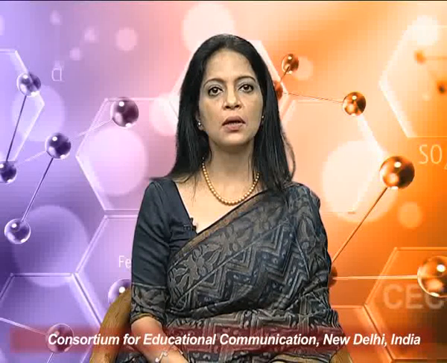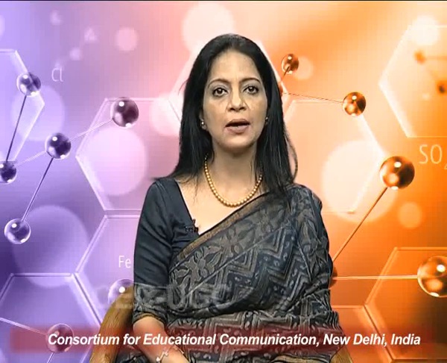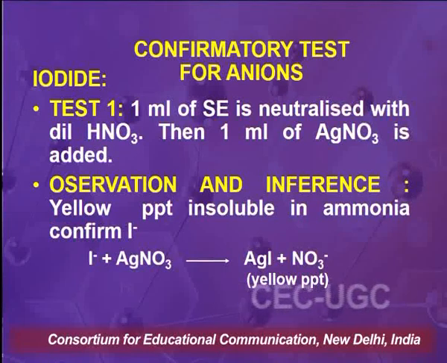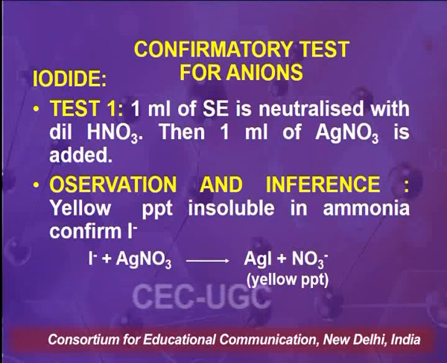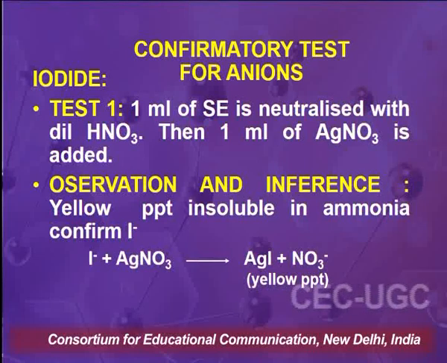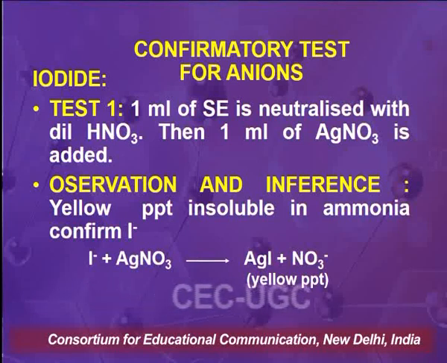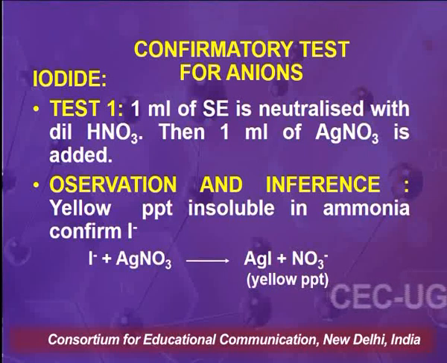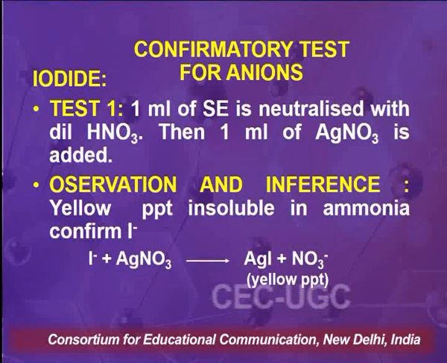So after confirming chloride and bromide, we next come to the confirmatory test for iodide ions in the mixture. So to 1 ml of soda extract, dilute nitric acid is added to neutralize it. Again, neutralization is to be done by addition of the acid dropwise. On addition of 1 drop of nitric acid, the test tube is shaken and whatever bubbles are there are to be removed. And then this procedure is to be repeated till all the bubbles are removed from the solution. And this tells us that the soda extract has been neutralized.